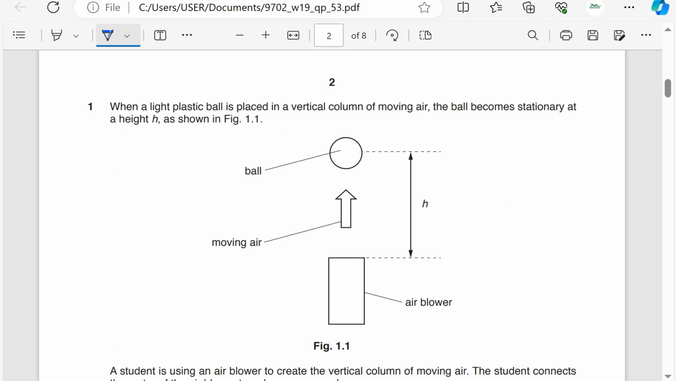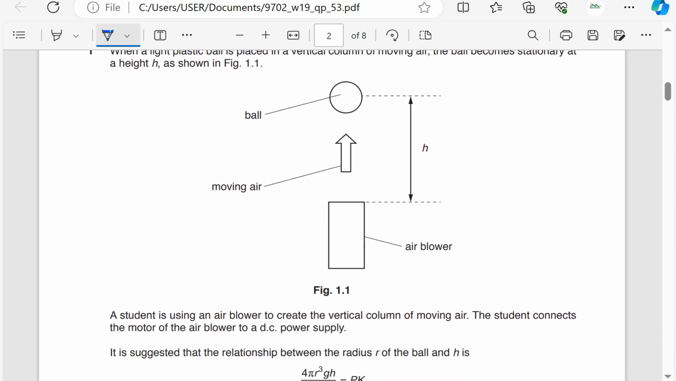So when a light plastic ball is placed in a vertical column of air, the ball becomes stationary at a height h as shown in the figure. A student is using an air blower to create the vertical column. So the student must create a vertical column of air. So what normally would create a vertical column of air? Maybe you may need a fan. You may need a fan to create a vertical column of air.